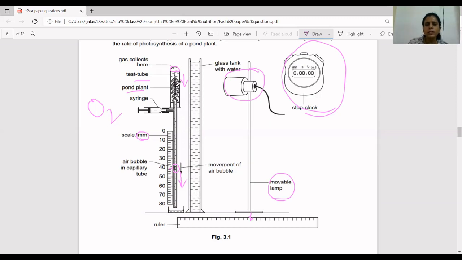Oxygen gas will be produced as a result of photosynthesis. This oxygen gas gets collected on the top of the test tube. As more oxygen gas gets collected on the top of the test tube, the water level on the top will move downward. And as the water moves downward, the air bubble in the capillary tube will also move downward, and this excess water will get collected here in this small dish. So this is how the rate of photosynthesis is measured.